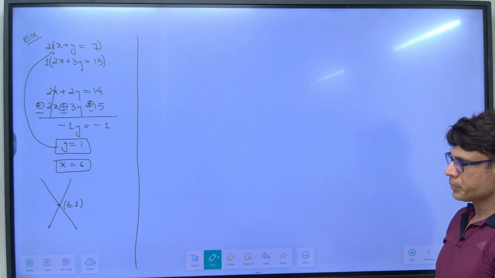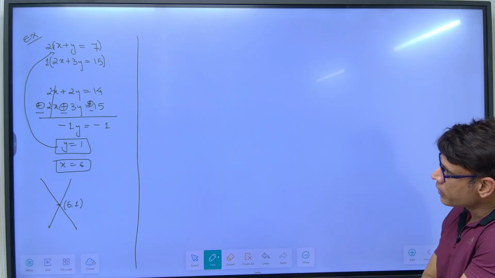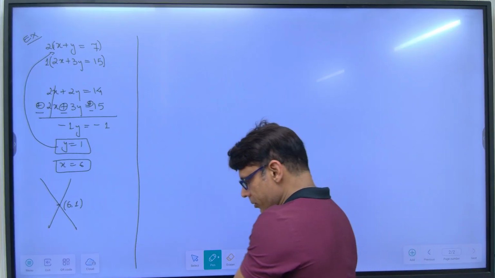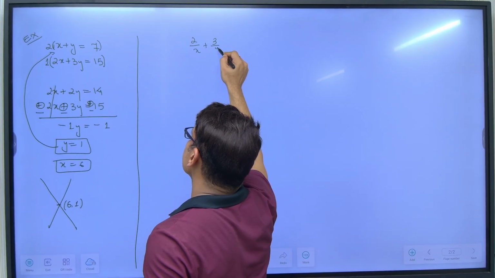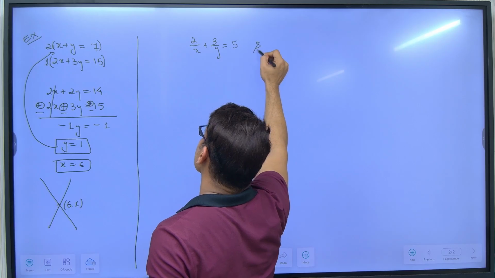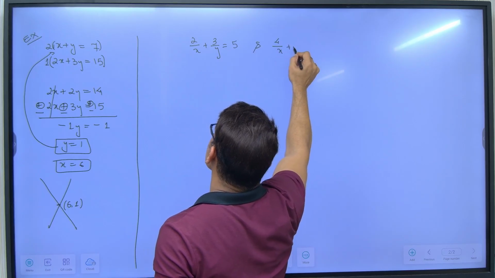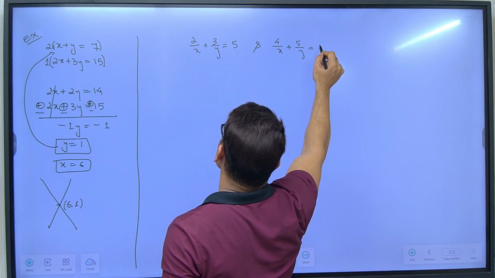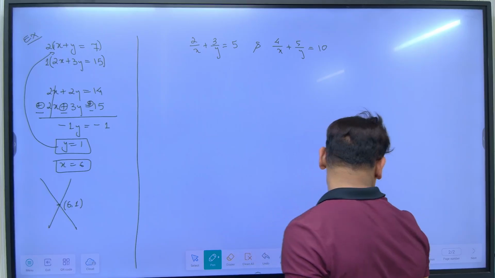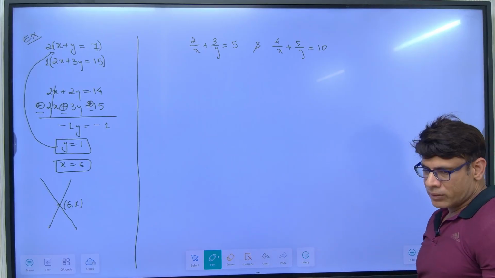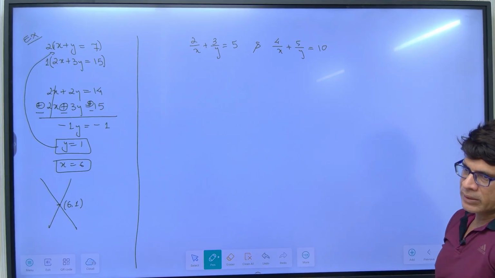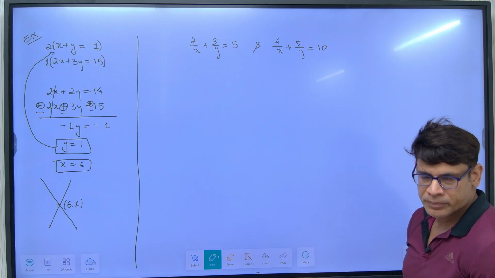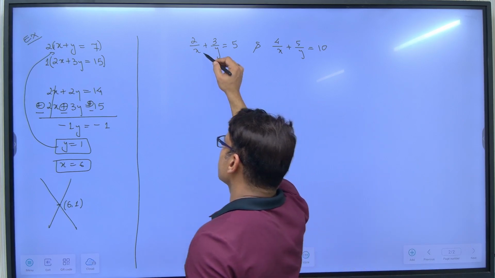Second is, what if I give you some equation where you have, let's say, 2 by x plus 3 by y is equal to 5 and 4 by x plus 5 by y is equal to 10, something like this? You look at both the equations, the variables which we have to find out are somewhere in the base. In all 4 cases, the variables are in the base.